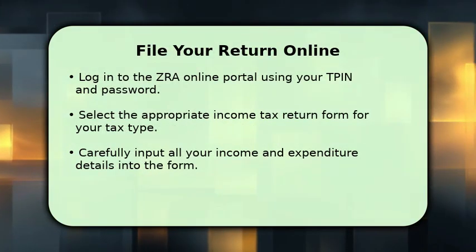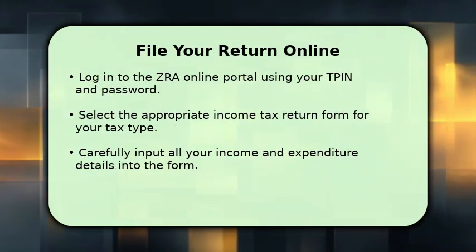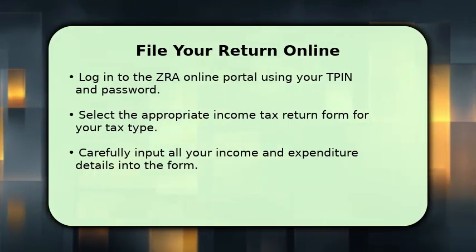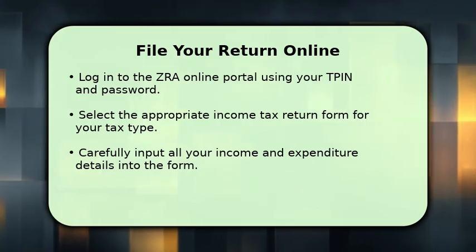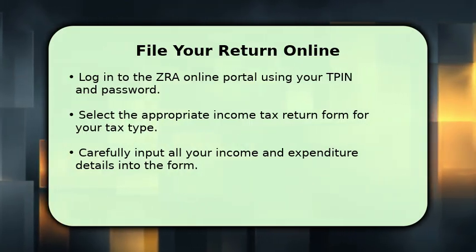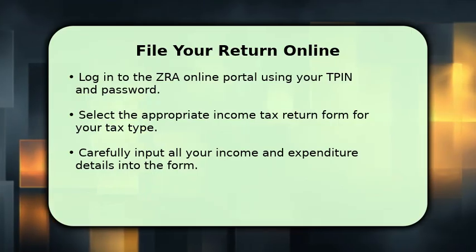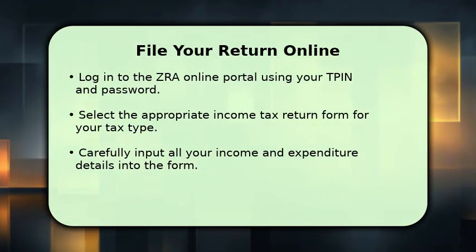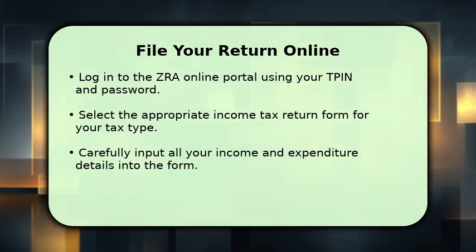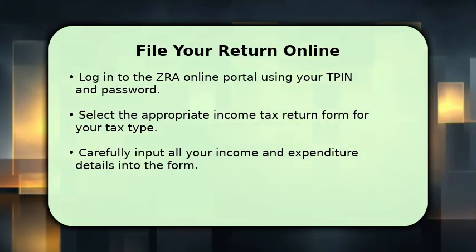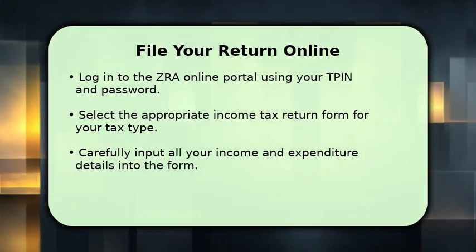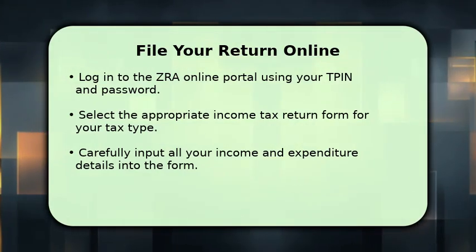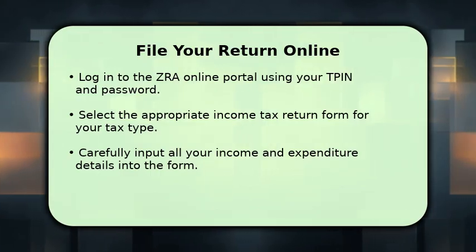Once prepared, log into the ZRA online portal using your TPIN and password. Navigate to the eTax section and select the correct income tax return form that applies to your specific tax obligations. Carefully enter all your financial data, including your gross income, any allowable deductions, and tax credits. Take your time to double-check every figure and ensure all sections are completed accurately. This meticulous review helps prevent errors and potential issues later on.